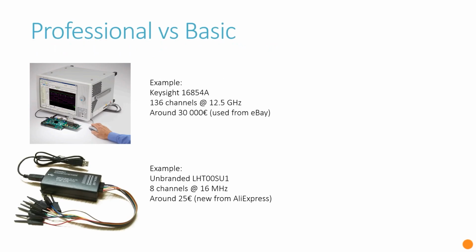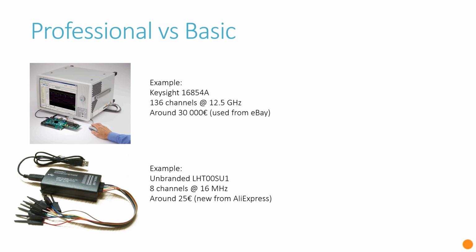Professional logic analyzers from manufacturers like Mechatronics or Keysight can cost thousands or even tens of thousands of euros, but basic USB logic analyzers can be bought for as low as 20 euros. The main limitation with cheaper analyzers is the amount of available channels, i.e. how many signals the analyzer can record simultaneously, and the available bandwidth, i.e. how fast the signals the analyzer can capture.